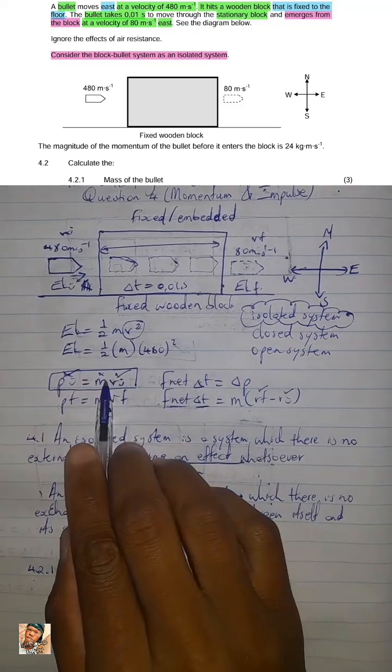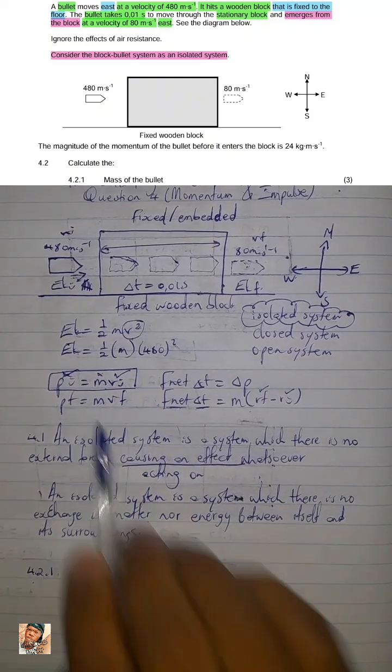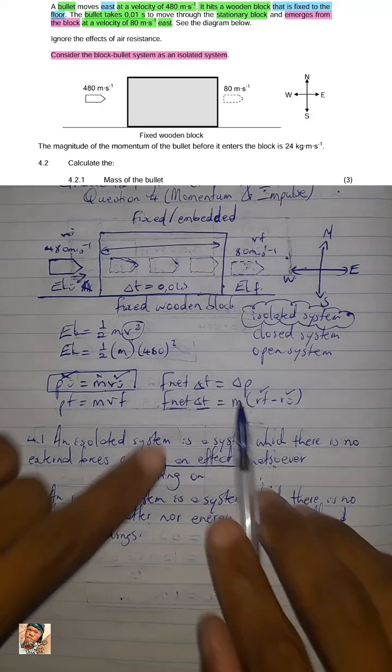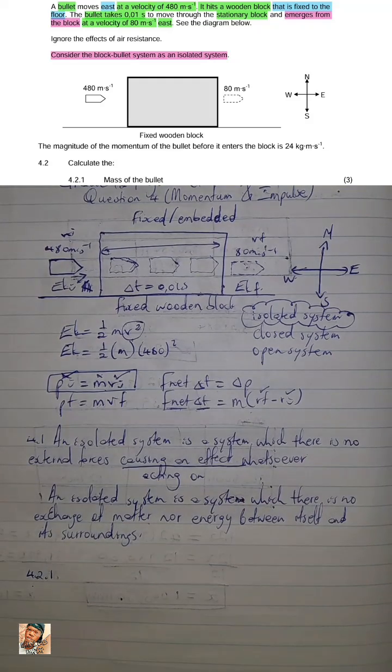Now that we have the mass of the bullet, we can calculate the final momentum of the bullet, and after calculating the final momentum of the bullet, we can also calculate the impulse. And we can also calculate the net force that the bullet is going to exert on the wooden block. So with the hint they've given us, we can calculate everything else that was mysterious before, that we didn't know before.